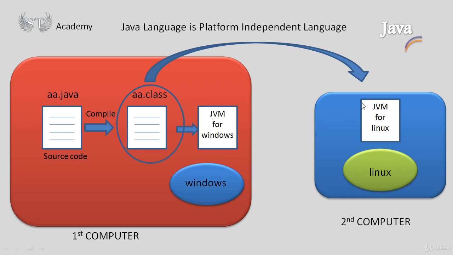Linux, so it requires JVM for Linux. So this JVM for Linux, what it will do, it will convert, or you can say translate, the bytecode into native code, and it makes it compatible with the operating system, and we'll get the result. So this is the architecture.